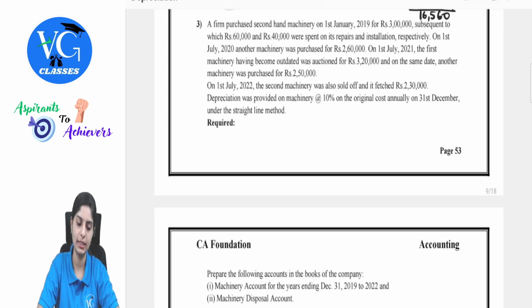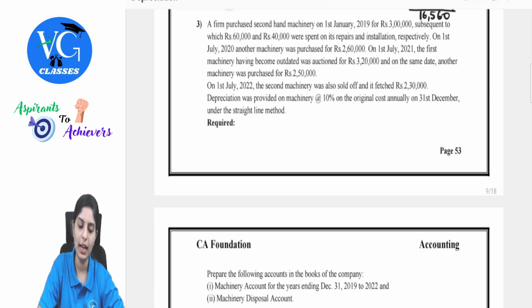A firm purchased second-hand machinery on 1st Jan 2019 for 3 lakh. Irrespective of whether it is first hand or second hand, if it is an asset for you, you will record it as a normal asset. Subsequently 60,000 and 40,000 were spent on its repairs and installation respectively. Now this becomes a question whether this needs to be added to cost or not. Yes. Without repairs and installation, I cannot function the asset. So this also becomes part of your cost.